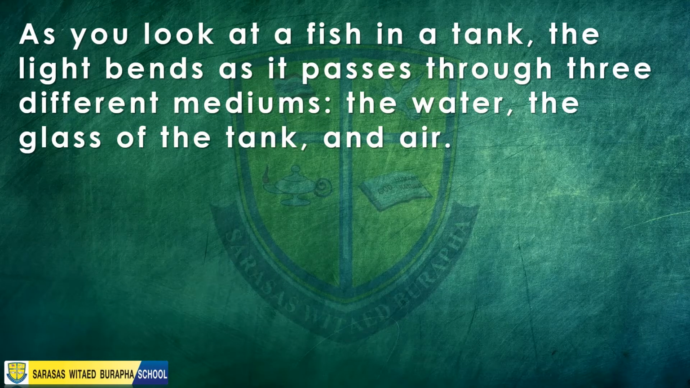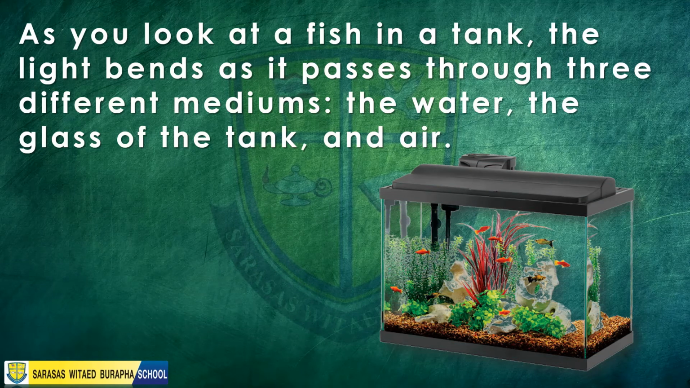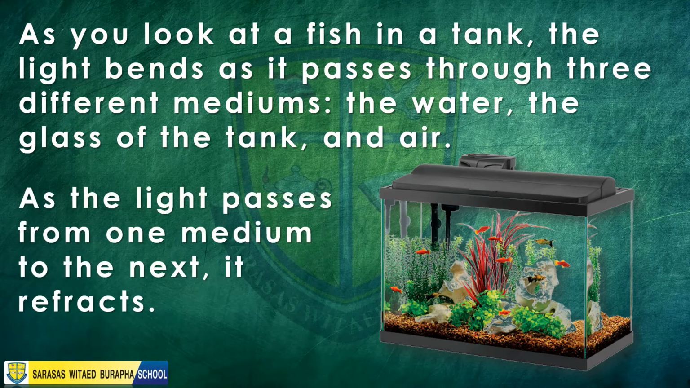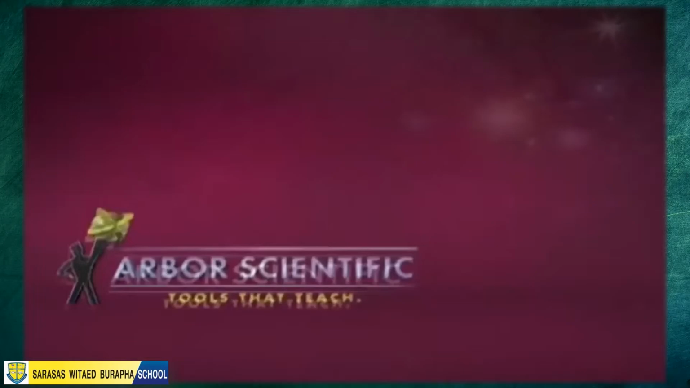As you look at a fish in a tank, the light bends as it passes through three different mediums: the water, the glass of the tank, and air. As the light passes from one medium to the next, it refracts. Here is a sample video.